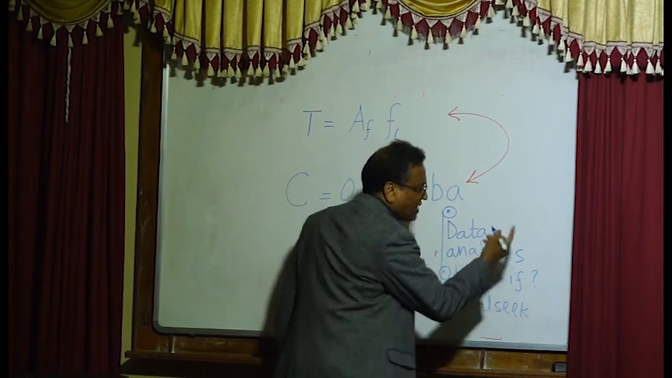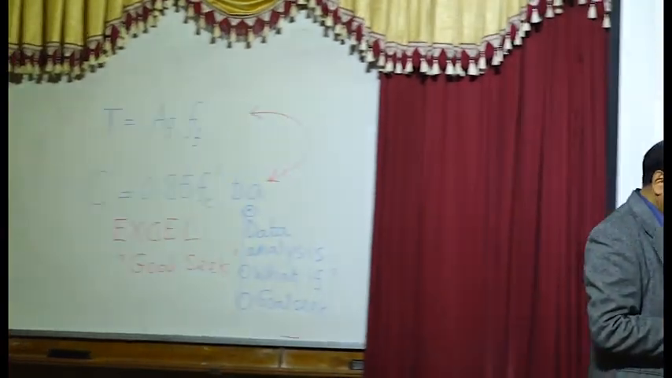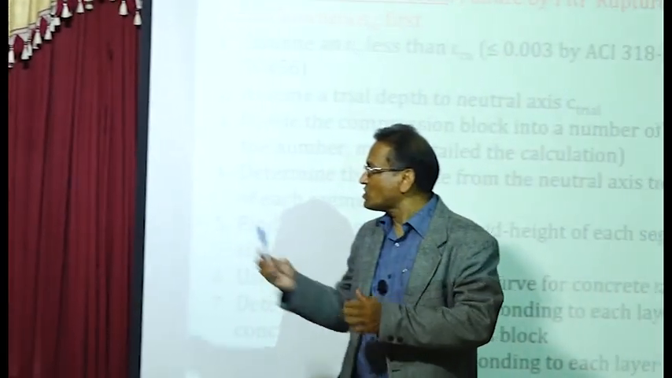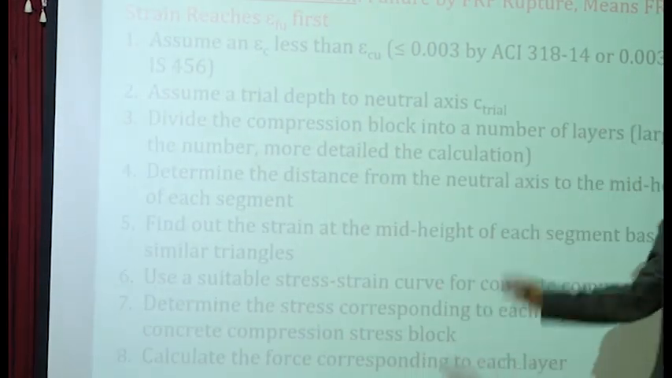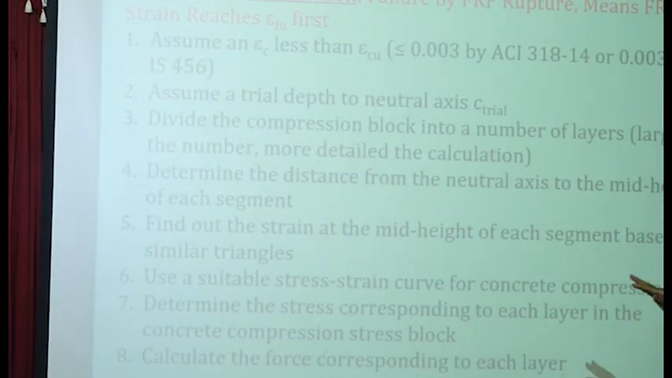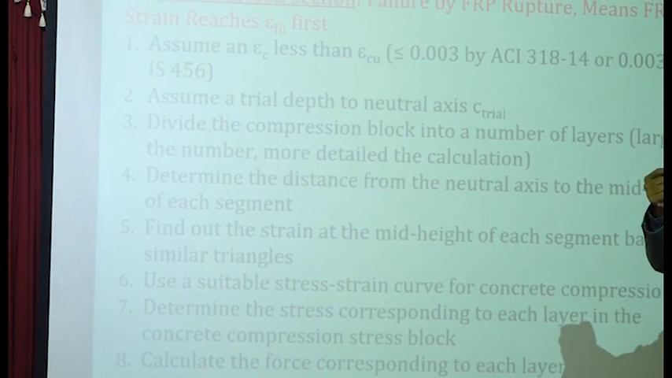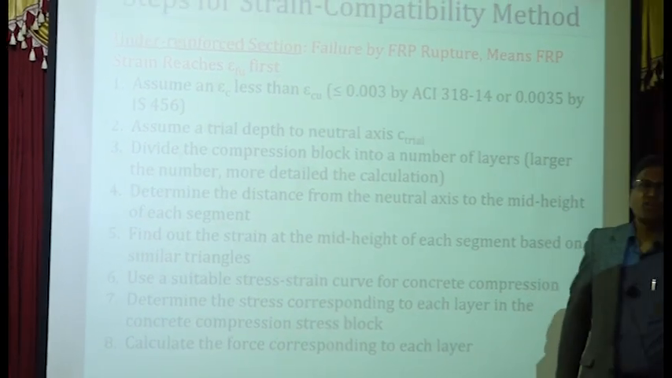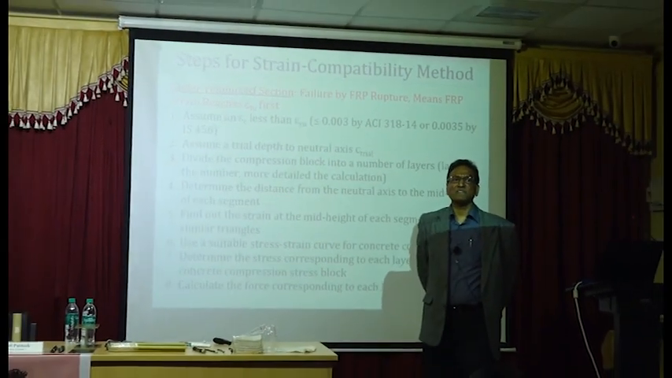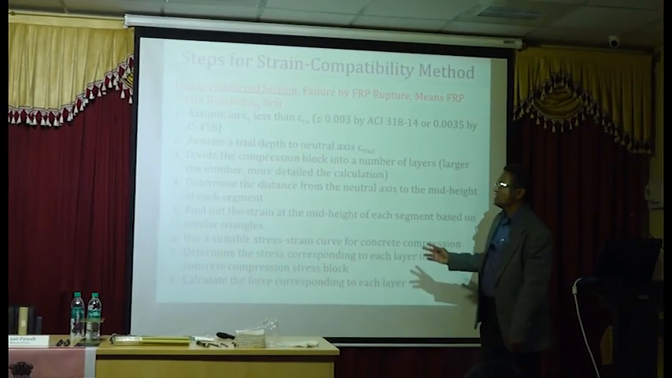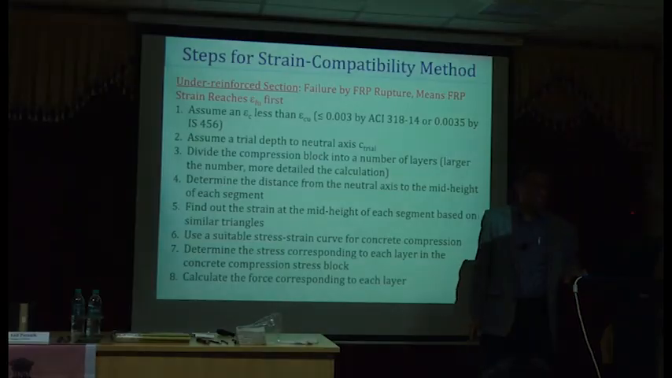You try a couple of times, you will learn that. Very, very simple. And I use Goal Seek in almost all my spreadsheets. Wherever I need to do the strain compatibility method, just establish this sheet once, have your Goal Seek entered in one of the cells, click Goal Seek, you get your answer within a matter of seconds. Okay? So that's how you need to do it for under-reinforced sections.